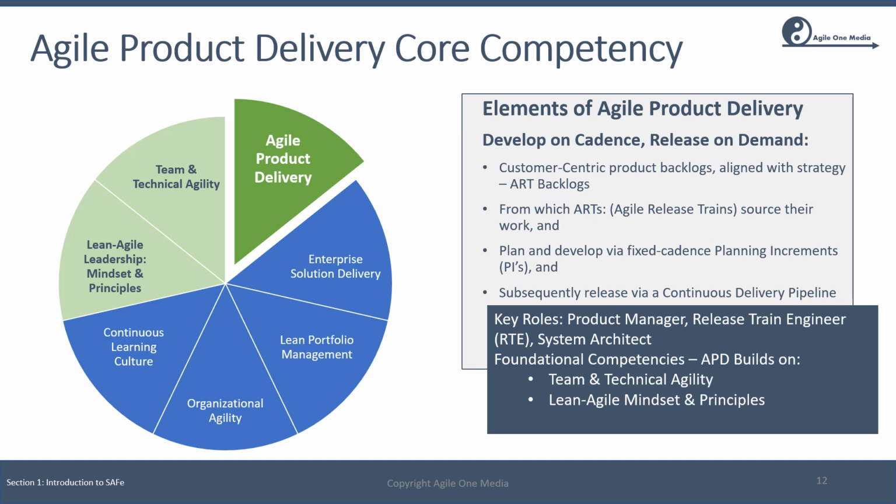ARTs comprise up to 12 teams. That is a maximum of around 150 people, which is the so-called Dunbar limit, and exists to support a business value stream. We'll be covering that topic in detail in the next section. ARTs plan and deliver using a cadence-based planning and delivery model based on the concept of PIs or planning increments. One PI is 4 to 6 iterations, that is between 8 and 12 weeks. Many organizations plan in quarterly increments, which is around 6 sprints.